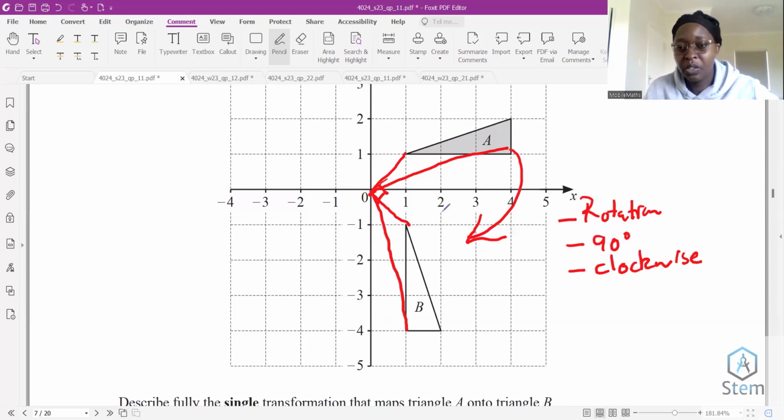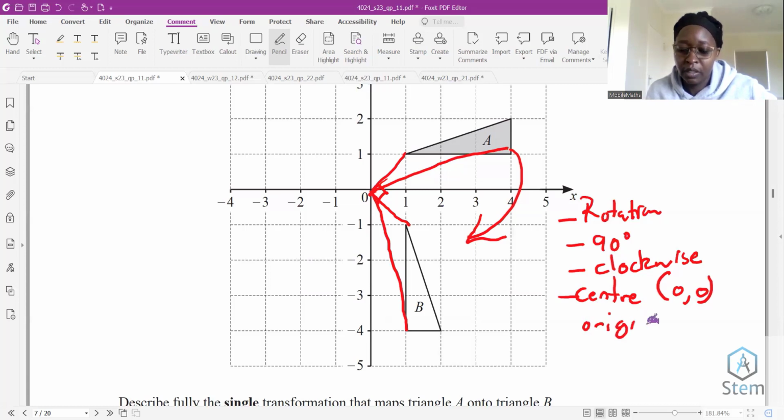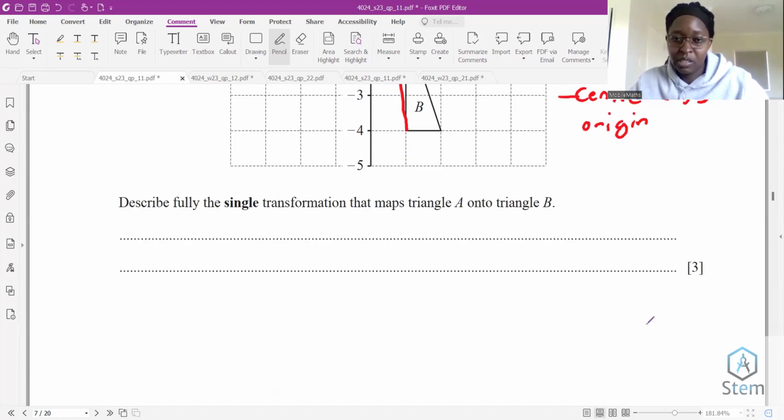Then another point we need to include is the center of rotation. Our center of rotation is 0, 0 or the origin. So these 3 points: you have to mention that it's a rotation, the angle of rotation and the direction, then also the center of rotation. Those 3 points will give you the marks, that's why there are 3 marks there.